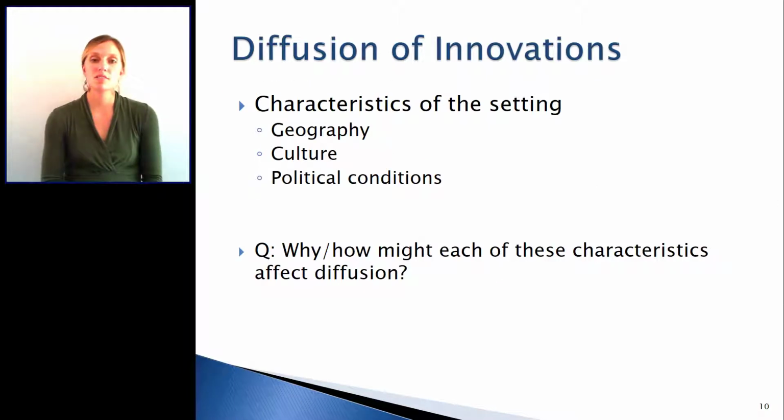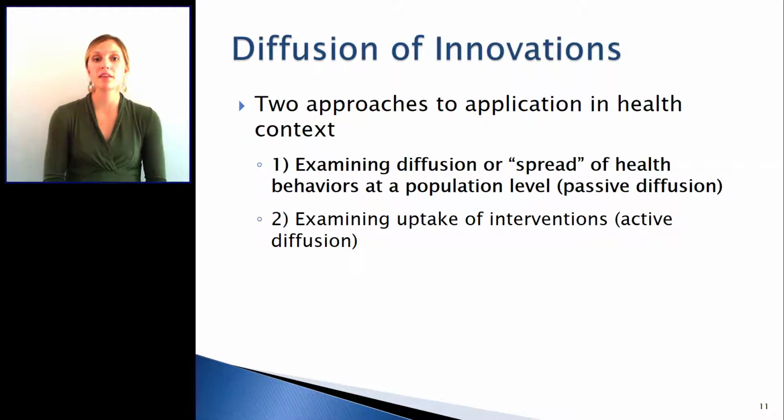Then the diffusion of innovation specifies that characteristics of the setting in which the innovation is being disseminated are important too. So there's geographic factors. How close do people live together? Is it an urban? Is it a rural setting? Cultural beliefs and political conditions are all factors that could affect an innovation's adoption and spread. I want you to take a moment and pause and just think through why and how might each of these characteristics affect diffusion.